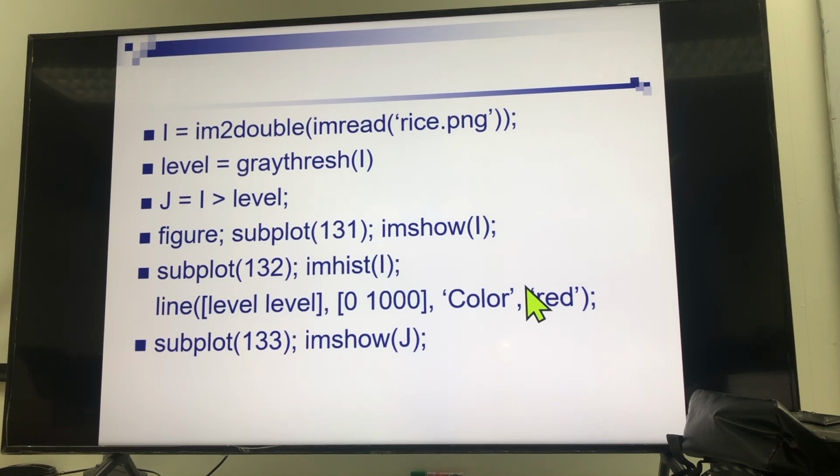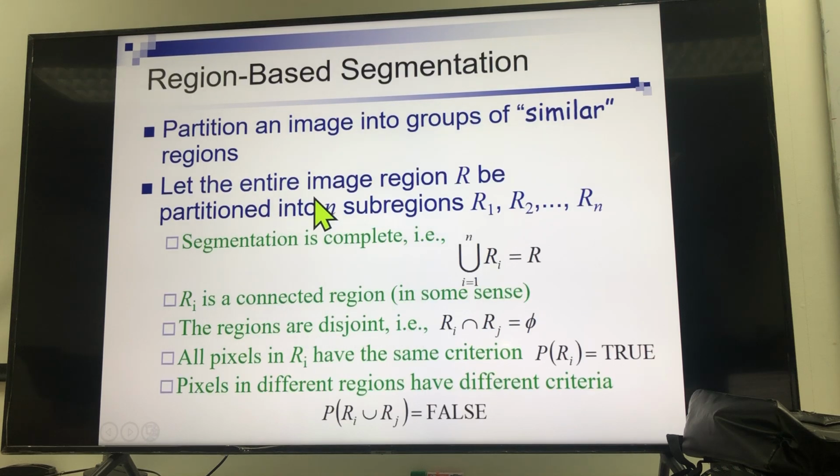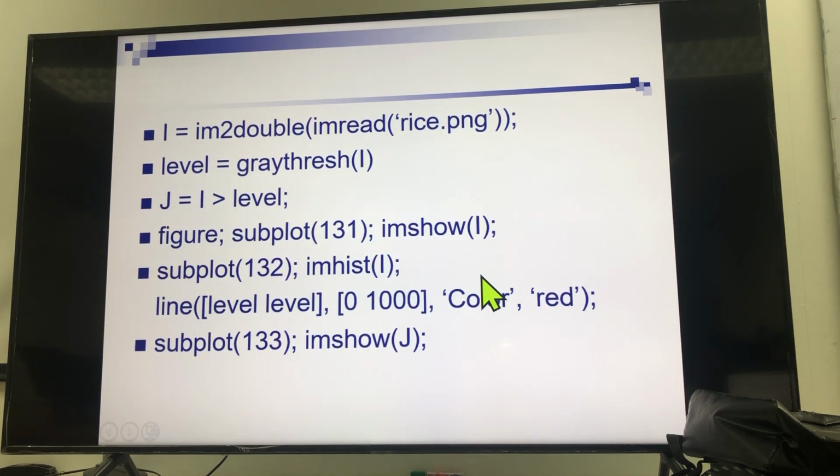In rice.png, we use graythresh. Graythresh is the automatic thresholding that we use in MATLAB. Segment the rice from the background. Go ahead.